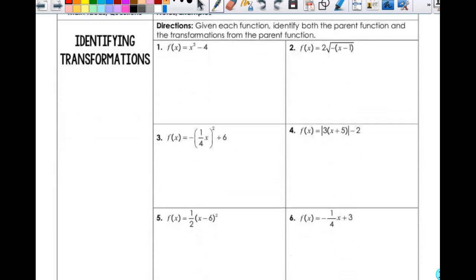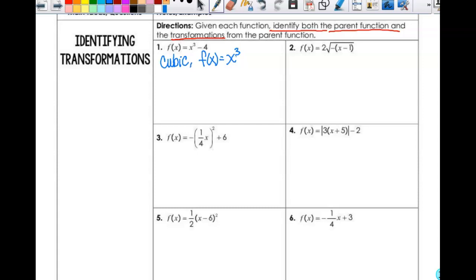So the directions say, given each function, we're going to identify both the parent function and the transformation. So when we identify the parent function, there are 3 things that we write down. First of all, it's the name of it. So in number 1, what's the name of that parent function? Cubic. Very good. So it's a cubic. The second thing we write down is the equation. So it's f of x equals x cubed. That's what it looks like as the parent function.